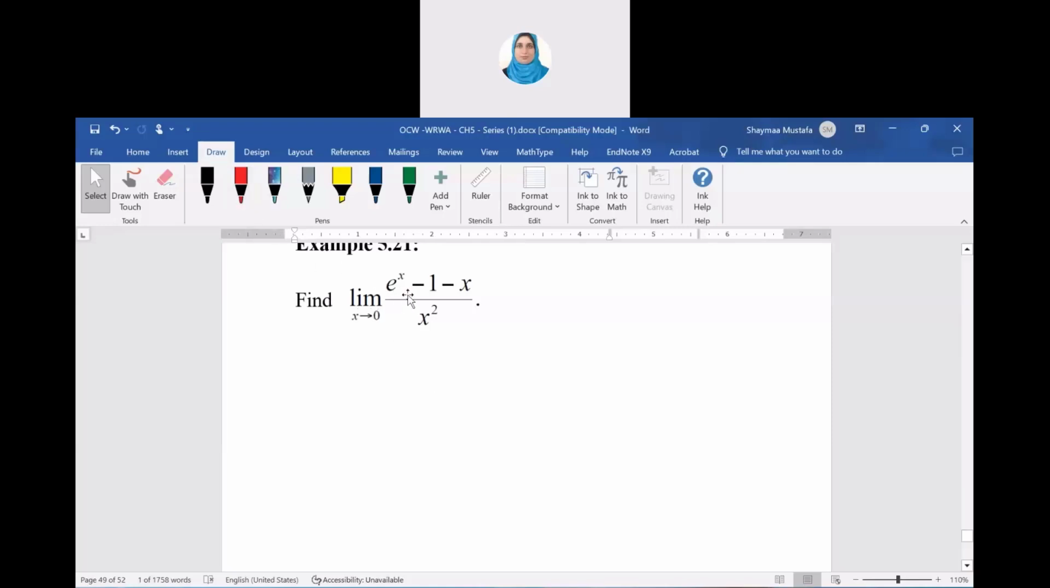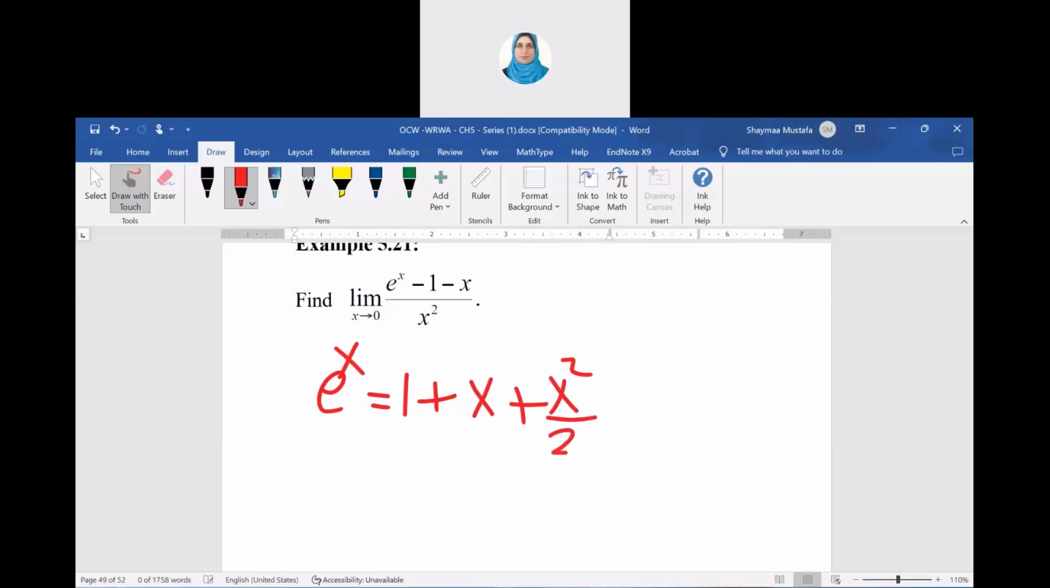First, we need to find the Maclaurin series for e to the x. Do you remember the Maclaurin series for e to the x? It is 1 plus x plus x squared over 2 factorial plus x to the power 3 over 3 factorial, and so on. This is the Maclaurin series. Here he didn't give you how many terms, so it is enough to go up to x to the power 4. No need to go more. So this is e to the x.